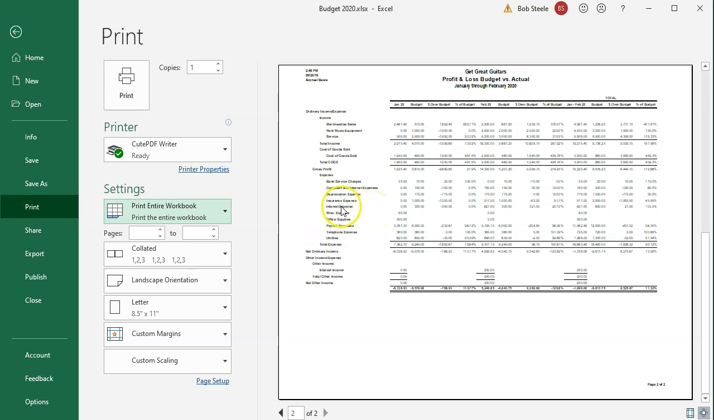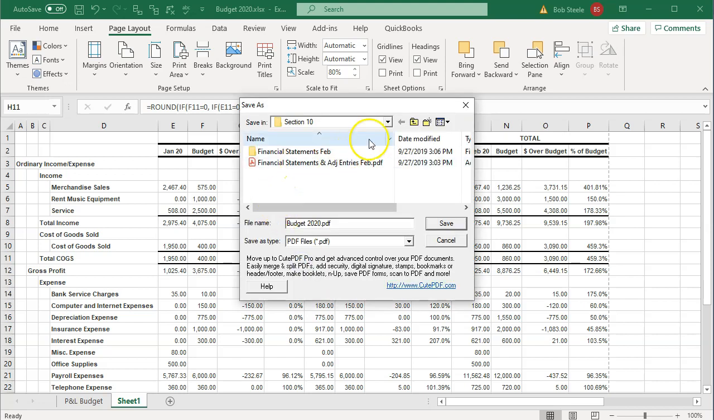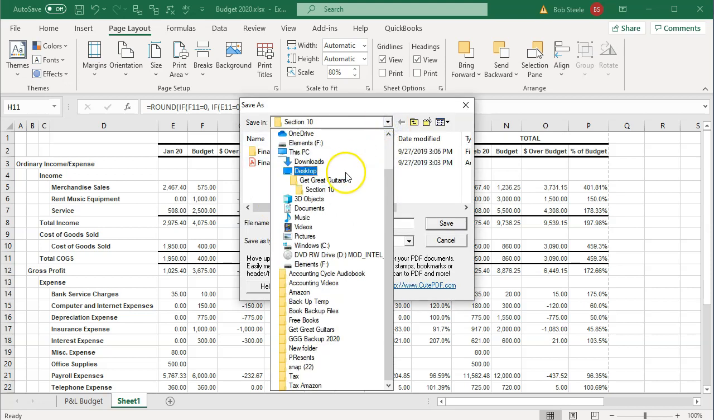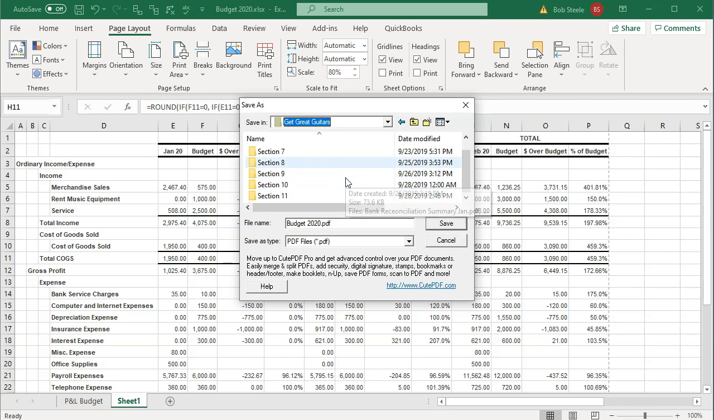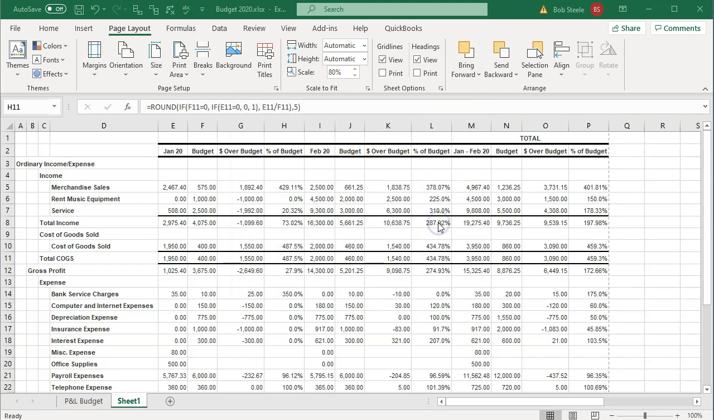So let's go ahead and print this. We're going to save it as a PDF by using the printing option. We will select print. Then we're going to find our printing option here. I'm going to go to the Get Great Guitars. We're going to put it in section 11. Within section 11, I'm going to keep it at the budget for 2020 and save that report.